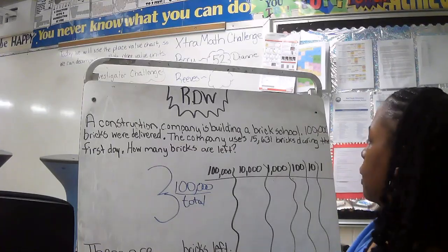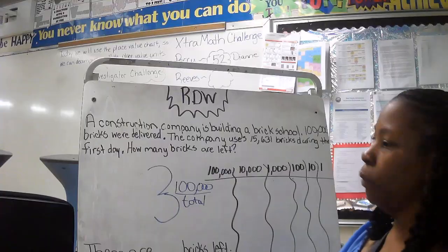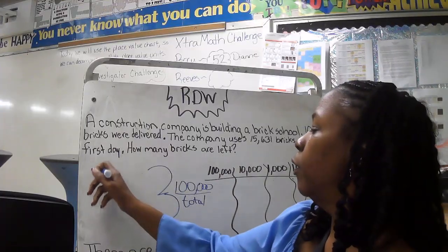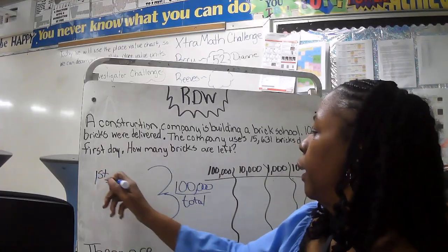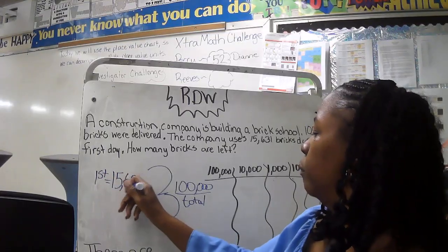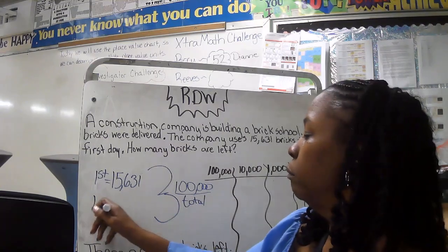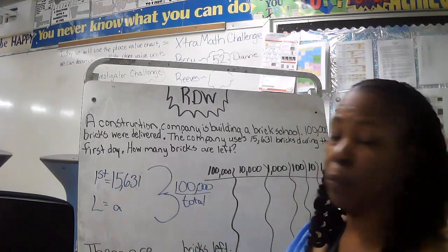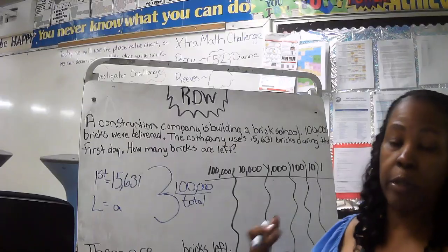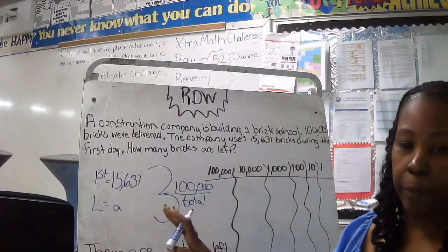And the next sentence says the company uses 15,631 bricks during the first day. So we're going to put F for first, and we have 15,631. And how many bricks are left? So I'm going to put L, and I'm going to put a variable because we don't know how much was left. That's our task, is to find out how many is left. This is what I'm expecting to see on paper.